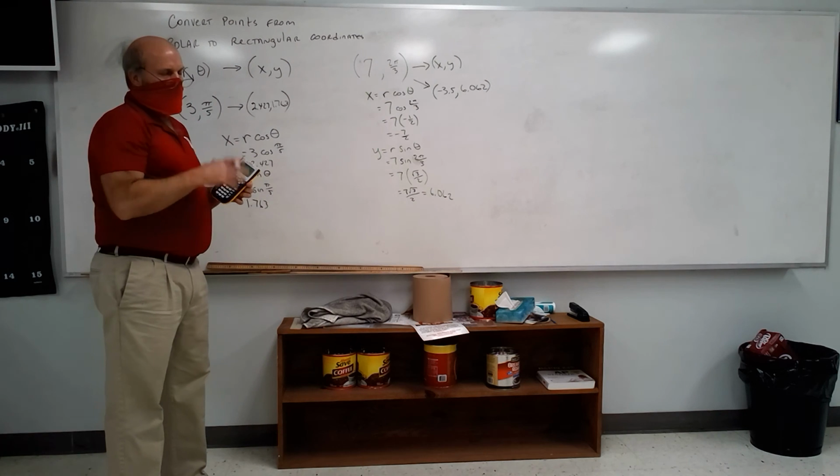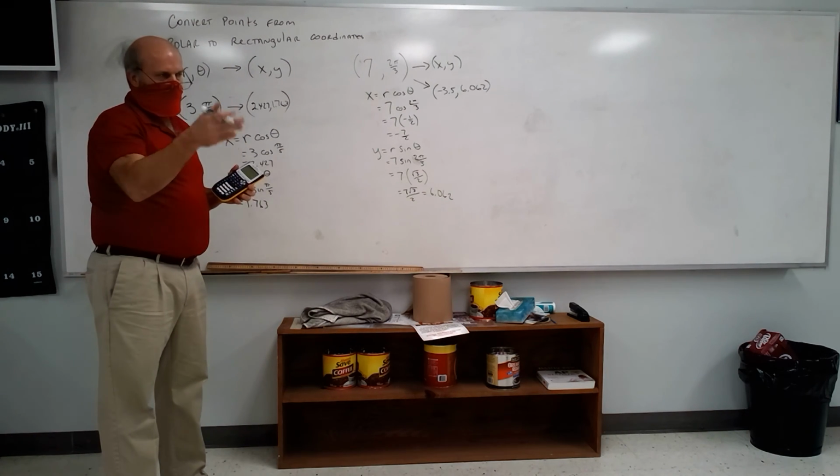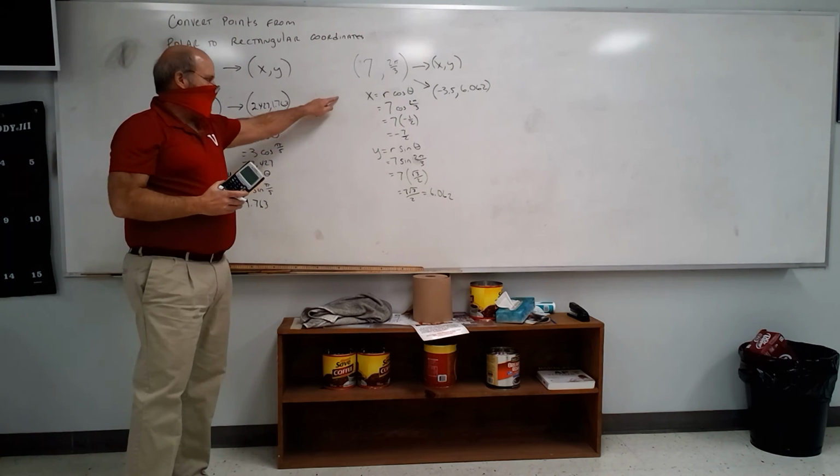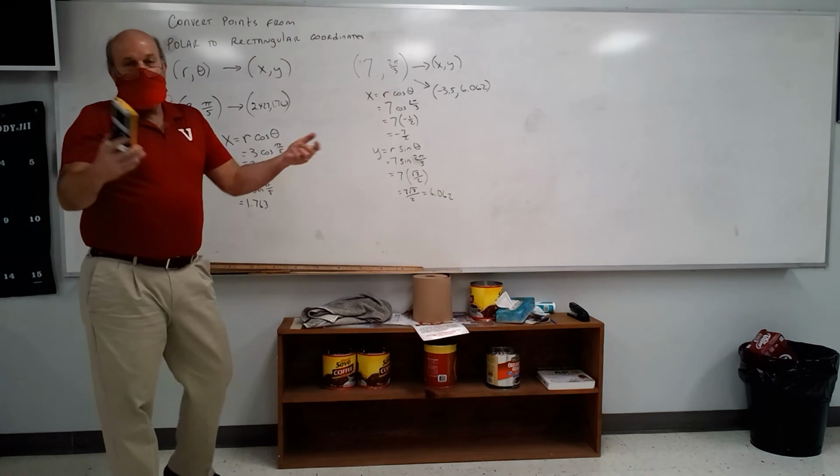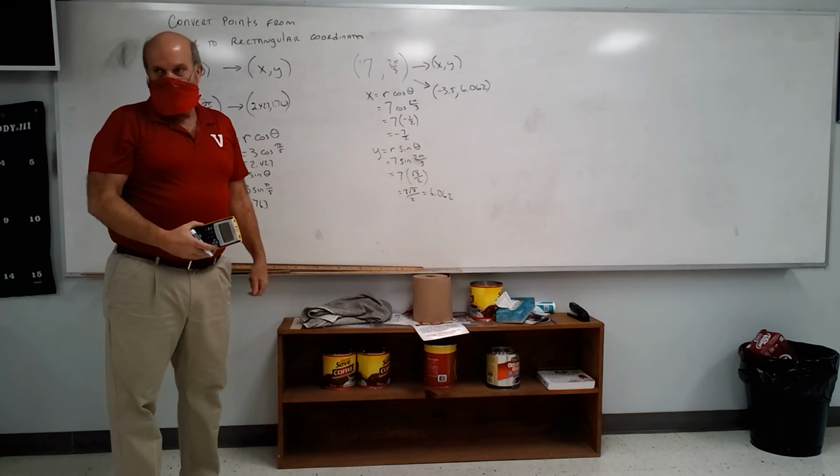If you pick a point on the axes, or if you pick a point in the third or fourth quadrant, it works the same way. X equals r cosine theta, y equals r sine theta. That's how you convert a point from polar coordinates to rectangular coordinates.